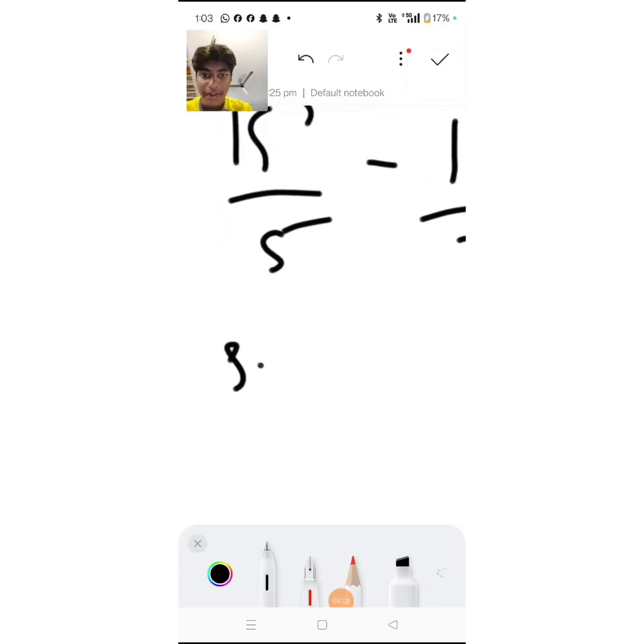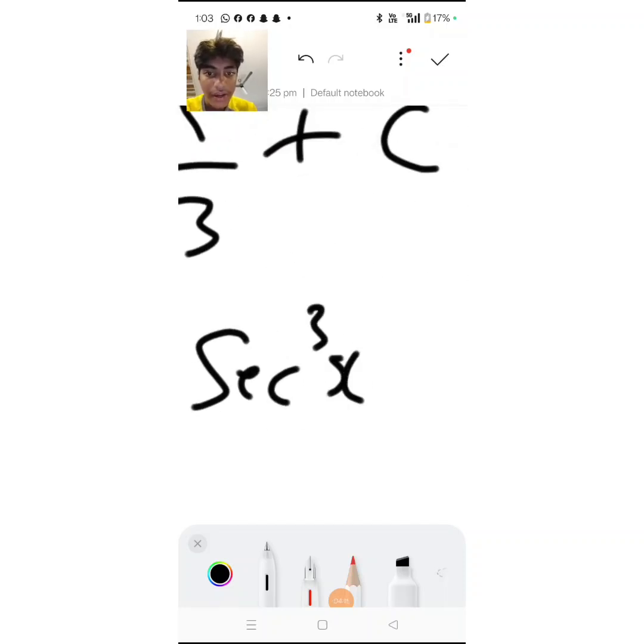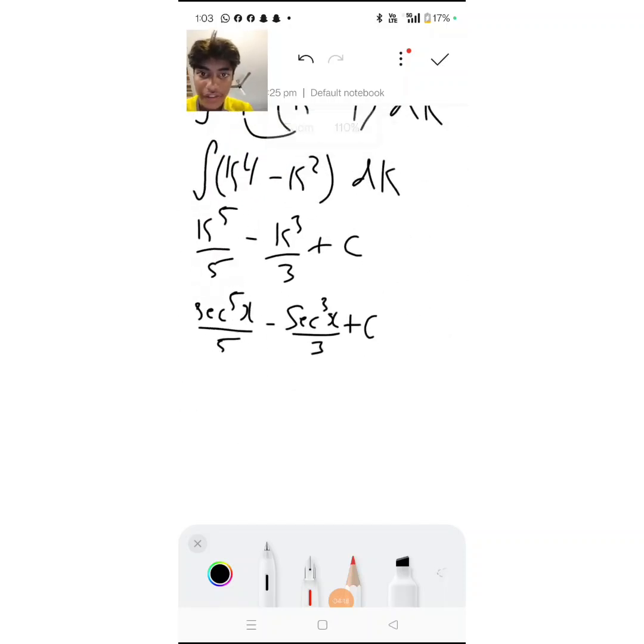So it will be sec to the power of 5x divided by 5 minus sec cube x divided by 3 plus c. This would be your constant of integration. So your answer is this.